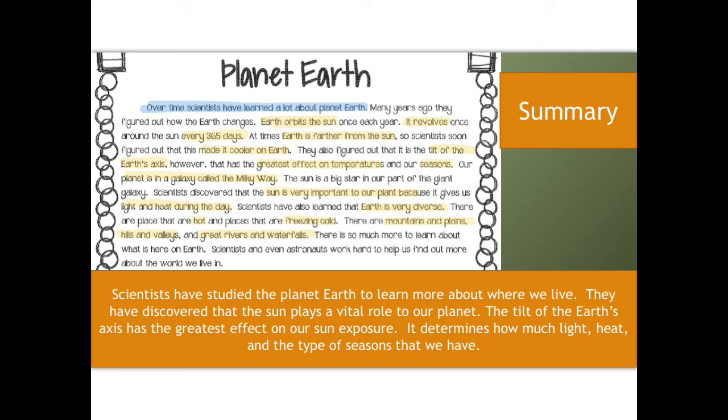We use the main idea and supporting details to create a summary. Based on what I highlighted on the previous page, I was able to go through and make a summary. Here it is. Scientists have studied the planet Earth to learn more about where we live. They have discovered that the Sun plays a vital role to our planet. The tilt of the Earth's axis has the greatest effect on our sun exposure. It determines how much light, heat, and the type of seasons that we have.